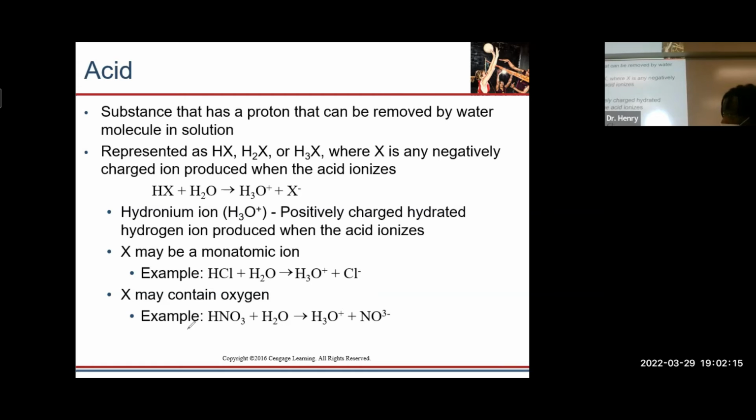Okay. Same thing happens in the case of hydrogen nitrate, HNO3. When it's bubbled into H2O, water, then it's going to form the hydronium ion.